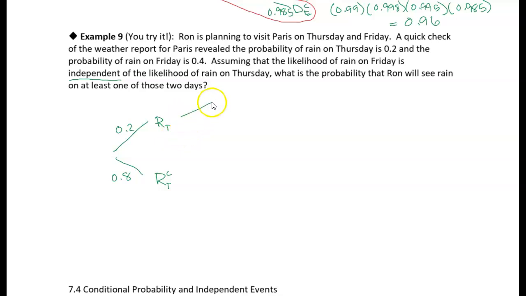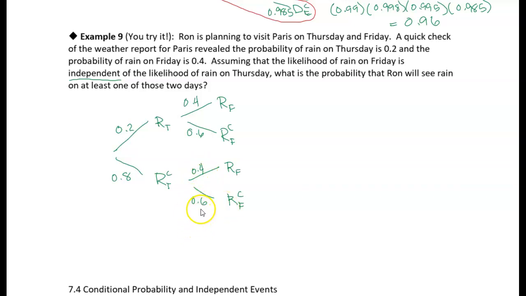Now Friday, it's either going to rain on Friday or it's not going to rain on Friday. So I'm going to call R sub f raining on Friday. R sub f complement then is not raining on Friday. And I have the same two possibilities, whether or not it rains on Thursday or not. So R sub f and R sub f complement. It's either going to rain or not rain on Friday. Now we're told that there's a 40% chance of rain on Friday, so 0.4, right? Which means that the probability of not raining is 0.6, right? 0.4 and 0.6.